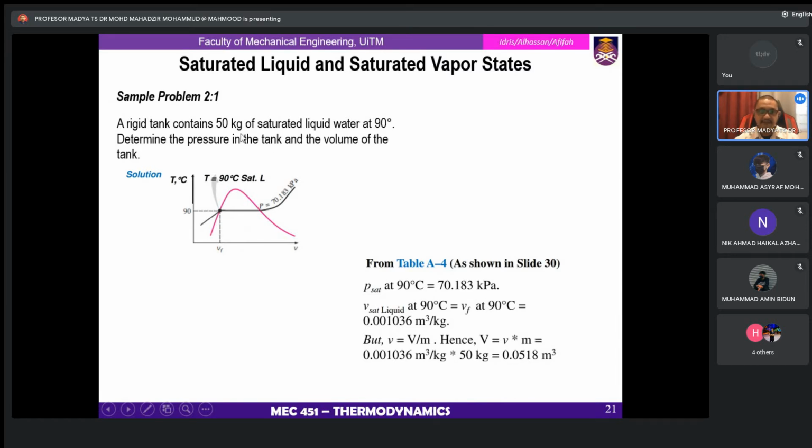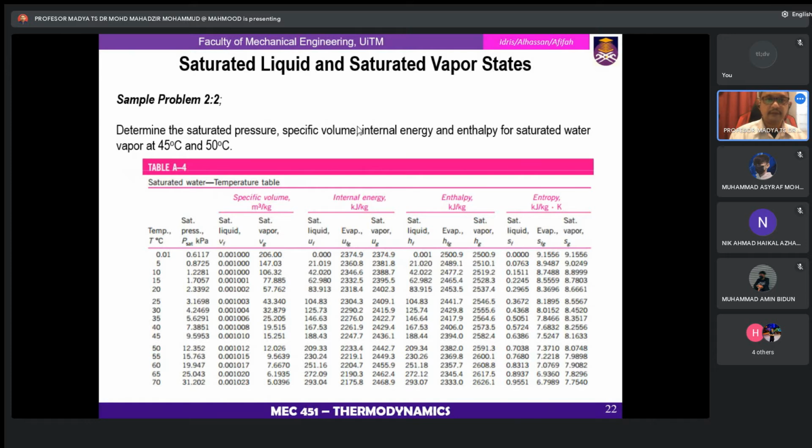Okay, the pressure at this situation. This is an example of how you want to find the pressure in the tank and also the volume of the tank using the properties table.